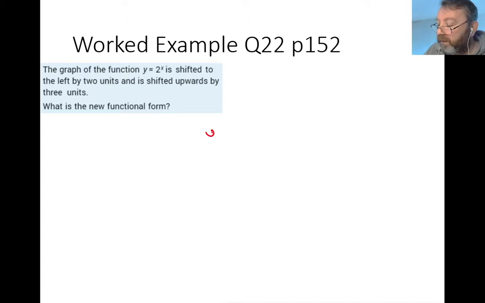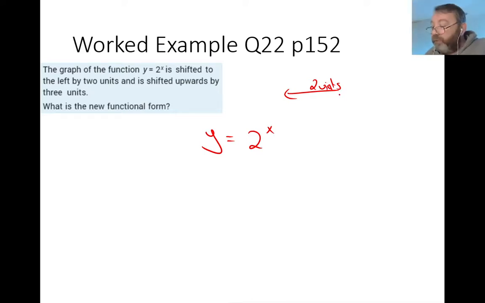Now, y equals 2x. What do we have? It's shifted to the left. So we've got a left movement of 2 units. Now, what does 2 units to the left mean? Because it's a horizontal shift, the x has been affected directly. Okay, so a horizontal shift by a backward movement of 2 units puts a plus 2 immediately after the x. You might say, why is that?